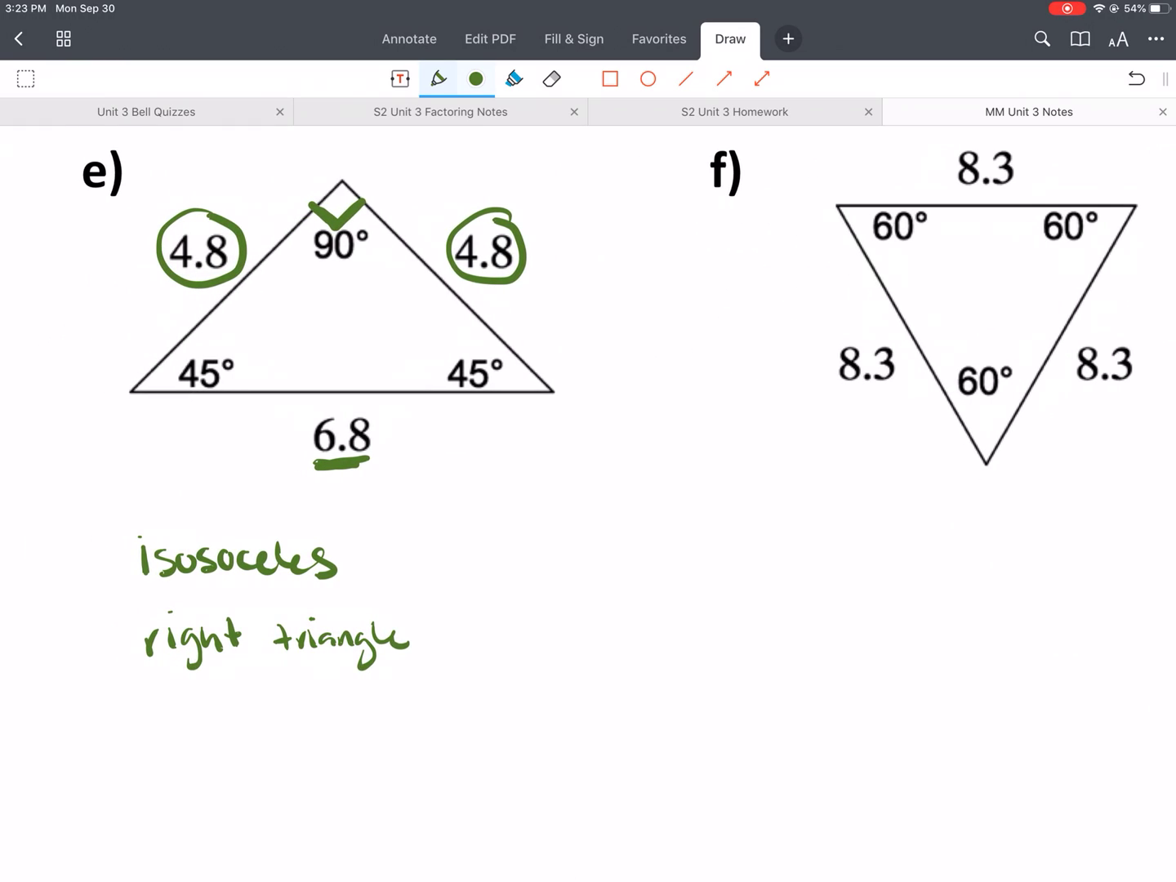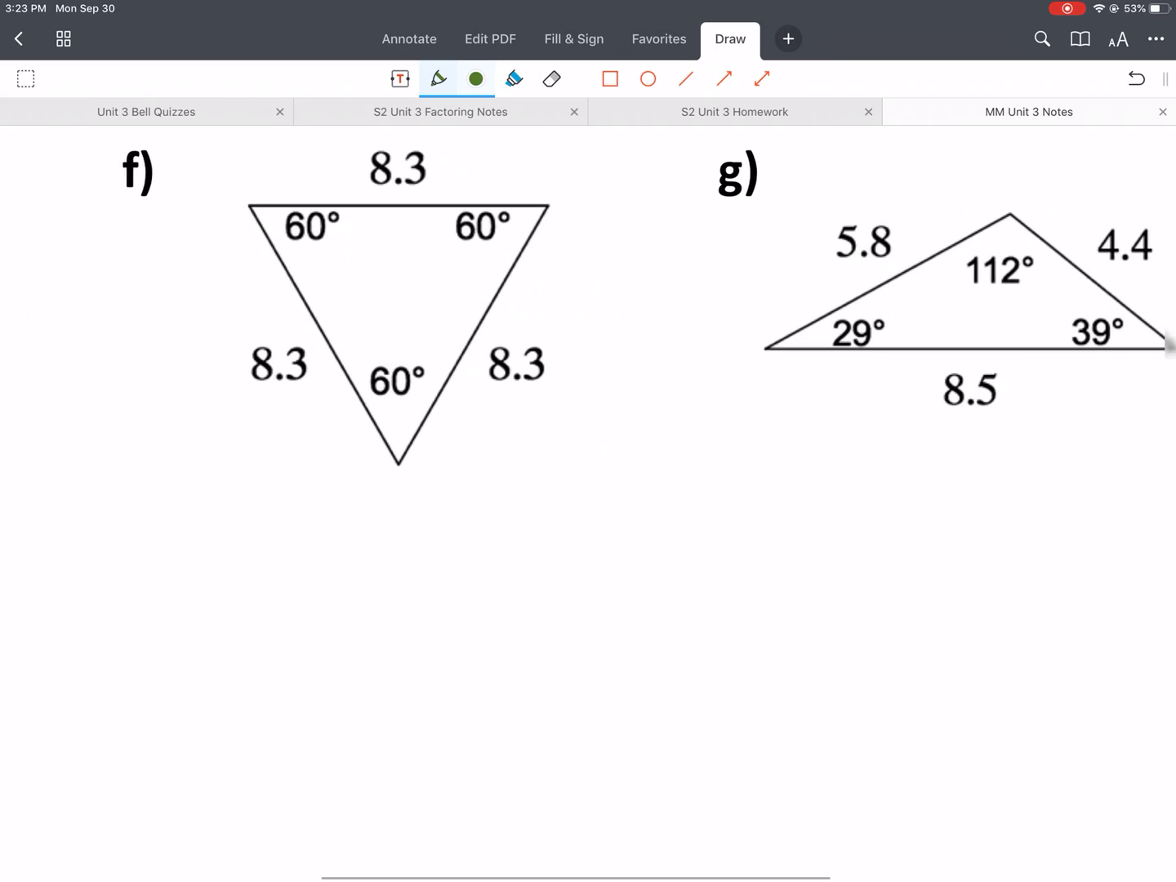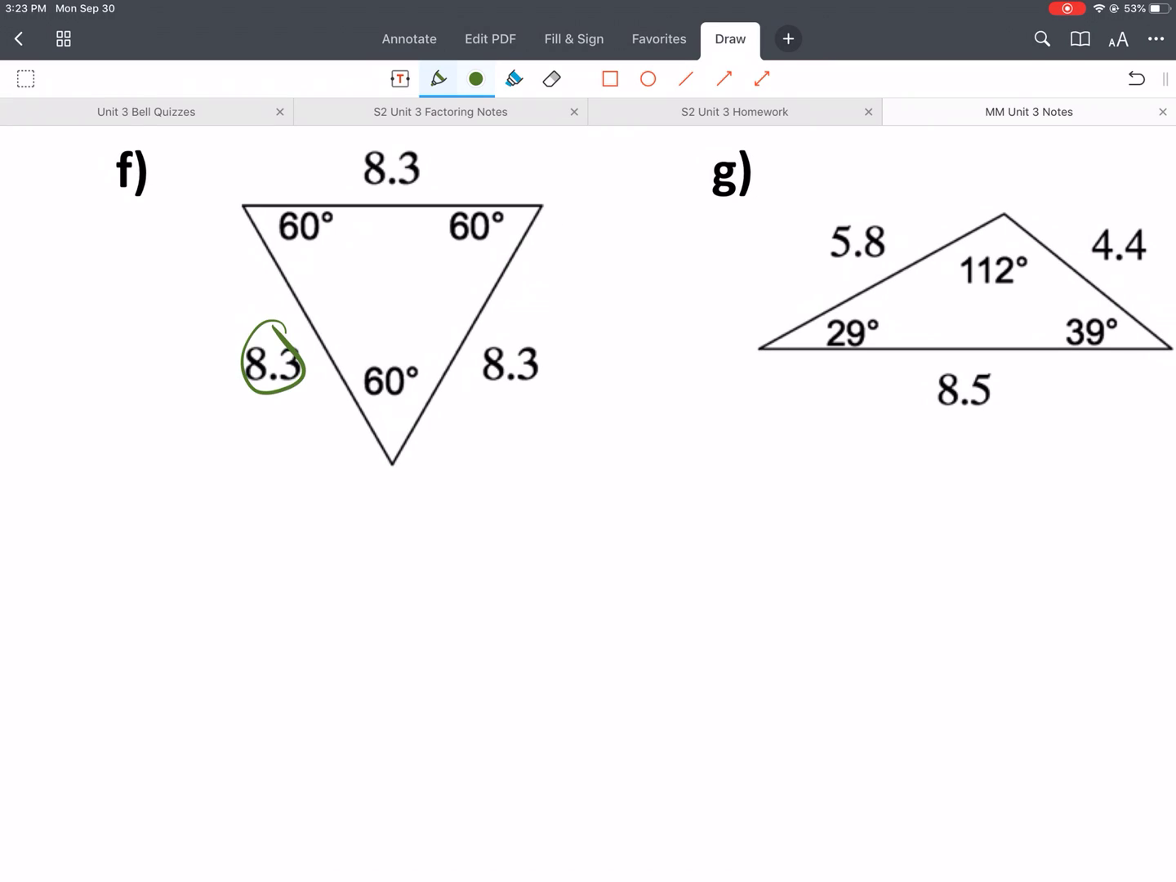One word for the sides: how many of those are congruent or the same, and how many of them are acute, obtuse, or right angles. All right, F, notice here we have all three sides, and we also have all three angles. Whenever you have an equilateral triangle like this, all of the angles will also be congruent. So here we'd say equilateral. And then classifying it by the angles, since they're all less than 90, we would say it would be acute.